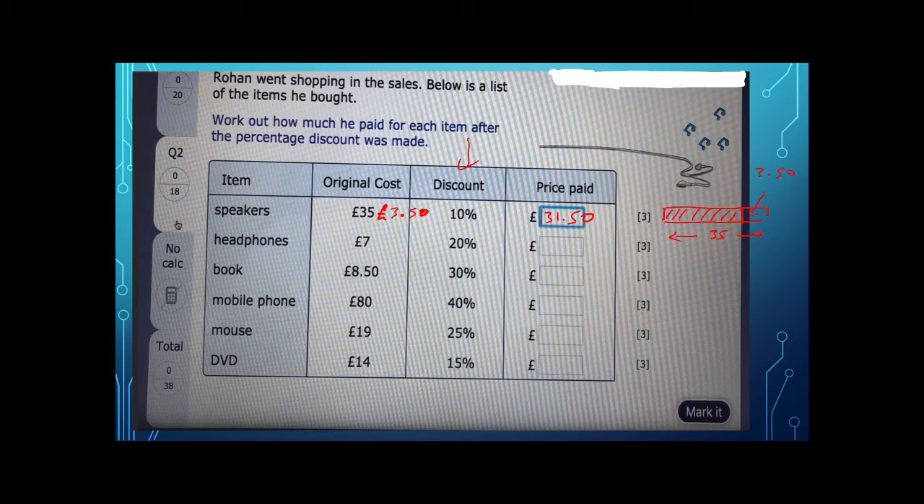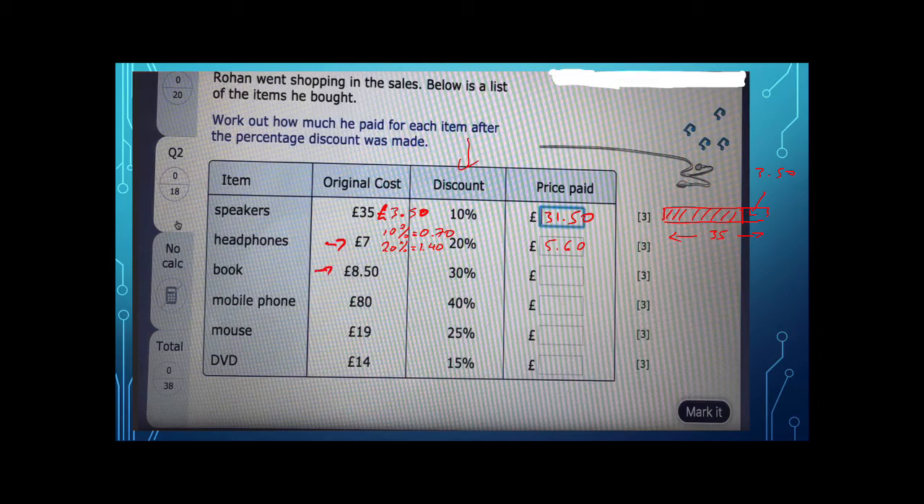So the headphones, they cost £7, and we're taking 20% off. Now 20%, best way to do this is to do 10%, which is 70p in this case, and 20% is double that, which is £1.40. Now we need to take that £1.40 off the £7, and that gives us £5.60.